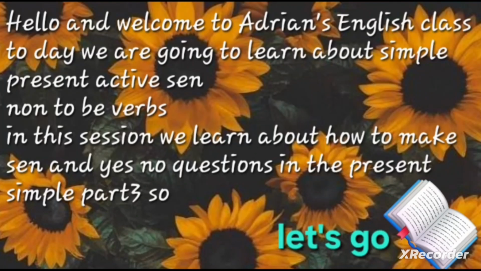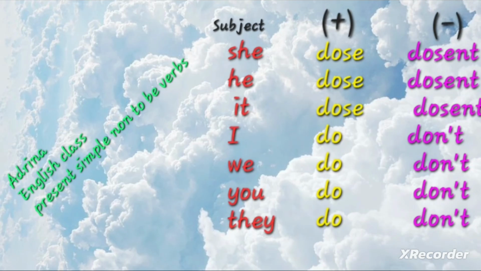Today we're going to learn about simple present active sentences, non-to-be verbs. In this session we learn how to make sentences and yes/no questions in the present simple, part 3. So let's go. For these subjects: she, he, it, I, we, you, they.